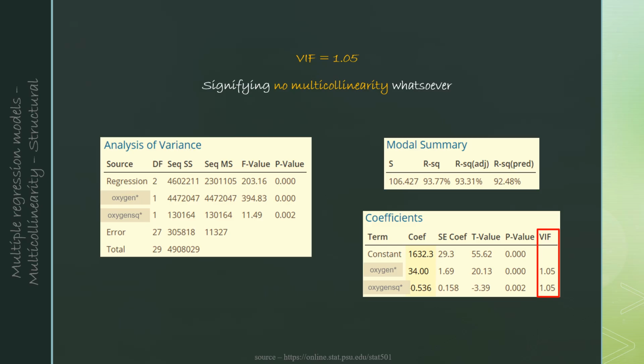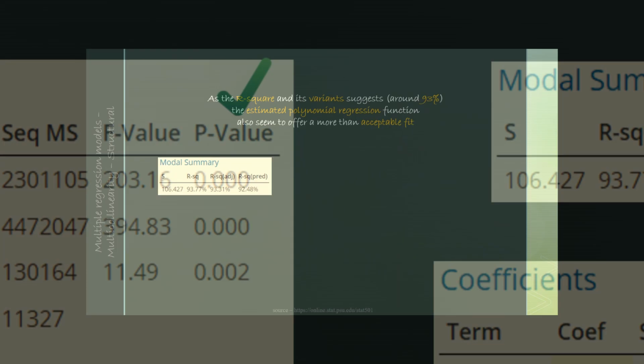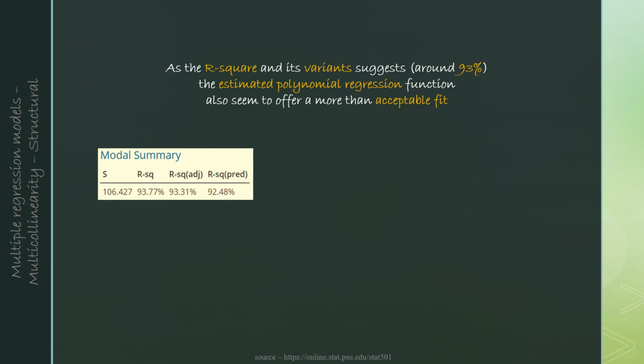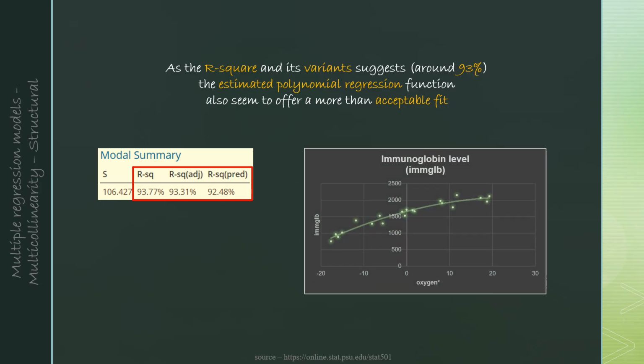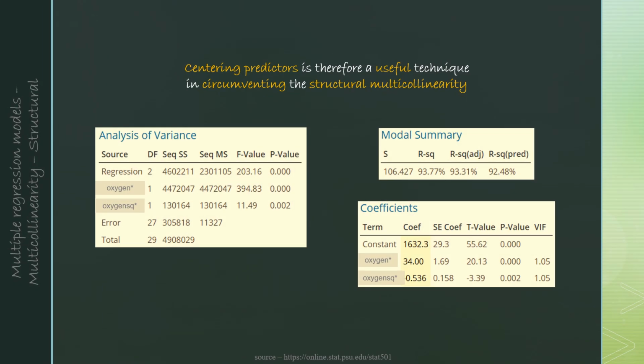The rest of the outcomes look pretty okay: R square, its variance, p-values, etc. As the R square and its variance suggest around 93%, the estimated polynomial regression function also seems to offer a more than acceptable fit. Centering predictors is therefore a useful technique in circumventing the structural multicollinearity.